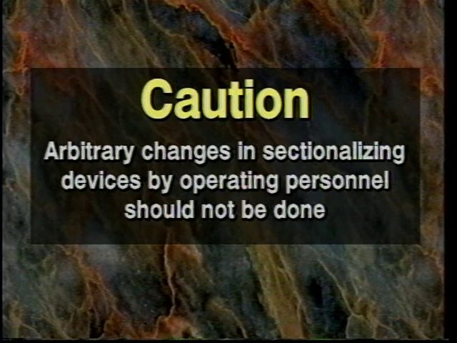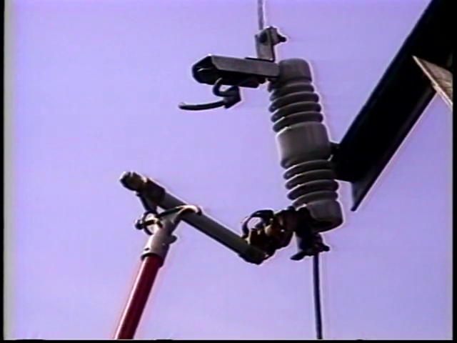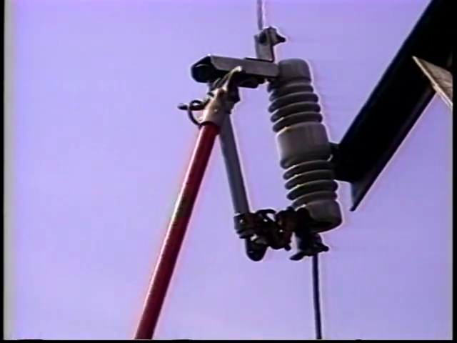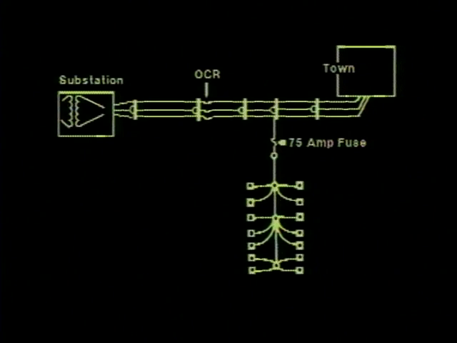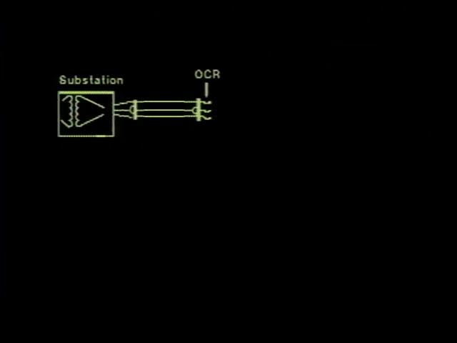Caution: arbitrary changes in sectionalizing devices by operating personnel should not be done. Fuse links should be replaced by a link of the proper size and make. Changes in recloser size or setting should not be made without the consent of the system protection engineer. Indiscriminate changes in a sectionalizing coordination scheme can render the overcurrent protection ineffective and may even subject lines and equipment to damaging conditions.